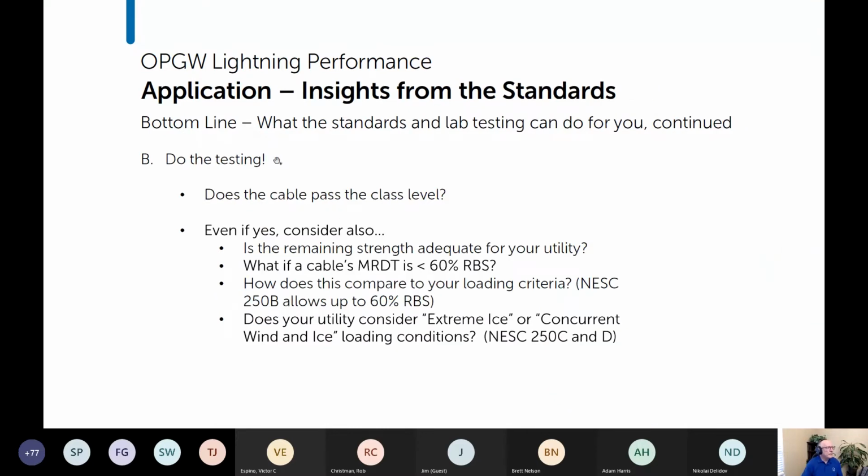Then, after picking your class level, do the testing. Does your cable pass the level you pick? Now, even if that's a yes, you should also consider the coordination with your sag and tension requirements as you do them at your utility. So is the remaining strength really adequate for your utility? Ideally, you want to avoid a complete catastrophic cable failure in the field, right? You don't want cables just falling down. So if the cable's MRDT is less than 60% rated breaking strength, is this okay?